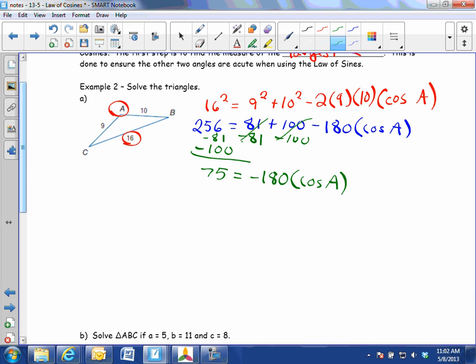Okay, so what do we have to get rid of next? Divided by negative 180. Yeah, get rid of the negative 180, so divide. So cosine A equals, and I have a negative 512. Usually they come out as a big long decimal, but you can just leave all that on your calculator. And then how do I get just A? Yeah, inverse cosine.